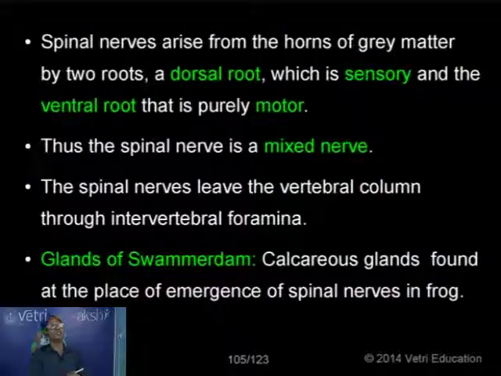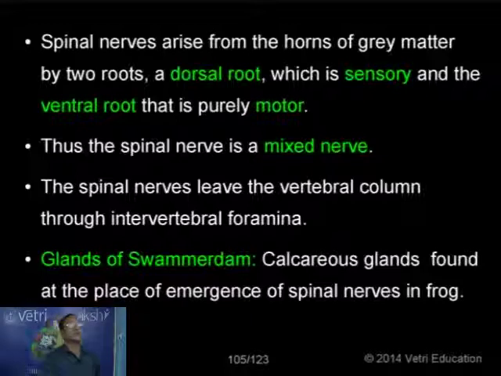Normally each spinal nerve arises from the spinal cord by means of 2 roots, a dorsal root and a ventral root. The dorsal root is sensory in nature, whereas the ventral root is motor in nature. The sensory nerve enters the spinal cord through the dorsal root, and the motor branch leaves the spinal cord through the ventral root. So the dorsal root is purely sensory and the ventral root is purely motor. The spinal nerve is different from the cranial nerve. Here all the spinal nerves are mixed nerves, because the spinal nerve is formed by the combination of a sensory nerve and a motor nerve. That is why it is called a mixed nerve, which is insulated together.